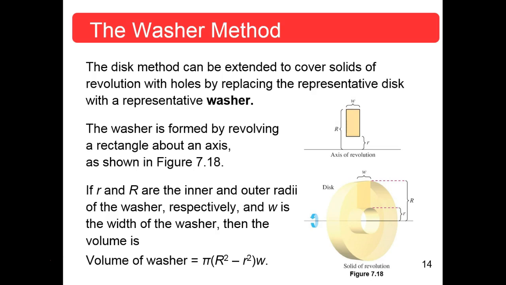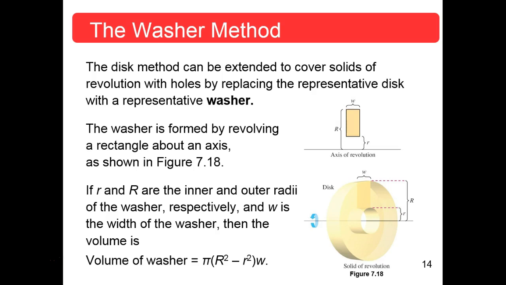Okay? So this is the procedure. Little r and capital R are the inner and outer radii of the washer, respectively. w is the width of the washer. Then the volume is pi R squared w minus pi little r squared w. Well, the pi and the w are the same, so pull those out, and it's just the difference in the 2 radii squared.